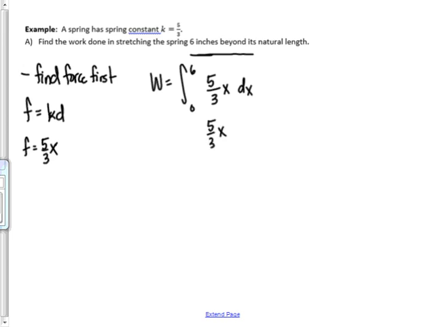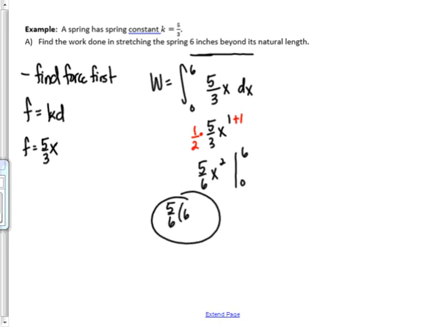So let's do that. We've got our 5/3 X to the first power. Remember, I'm using the basic power rule: add 1 to it and divide by the new power of 2, and dividing by 2 is the same as multiplying by half. So I end up with 5/6 X squared, integrated from 0 to 6. So 5/6 times 6 squared, and the lower limit goes away because it's 5/6 times 0 squared, which is 0. One of those 6's will cancel, and I end up with 30 inch-pounds. All right, so let's keep going.